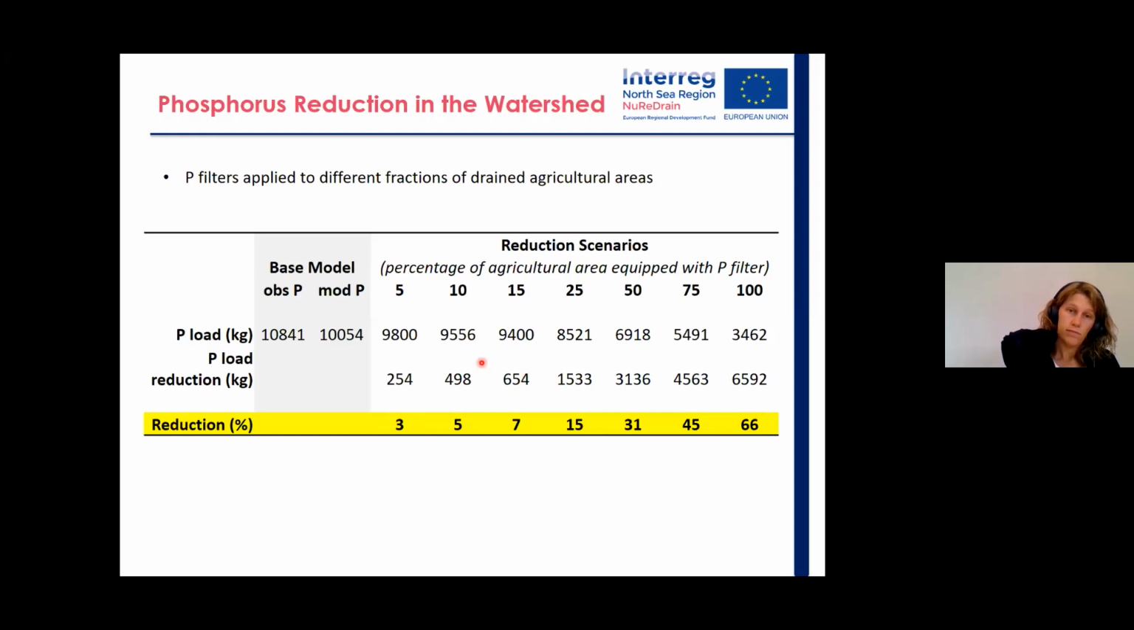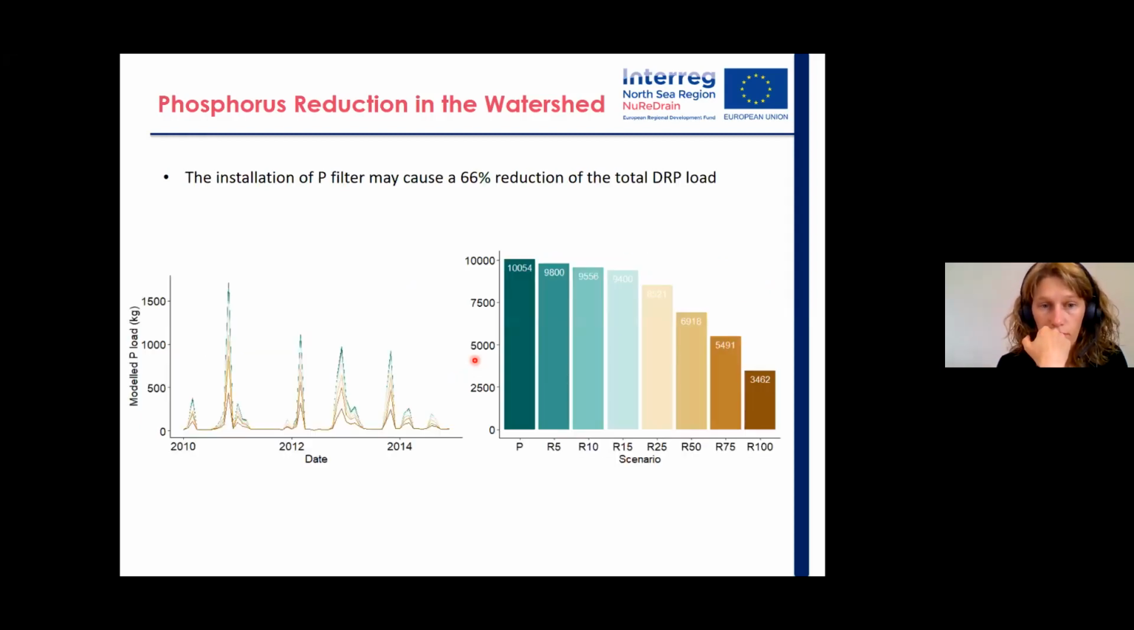For those of you that don't like numbers a lot, we can show this as a graphic, and you can clearly see the effect of the P filters in the different scenarios, especially at peak flow events. And the same here in the bar plot. You see that the 100% reduction scenario shows a pretty large P reduction potential for the whole watershed.